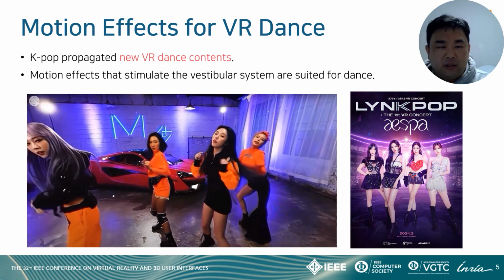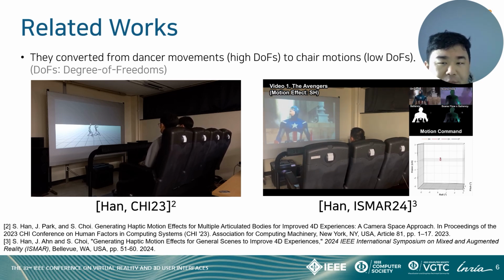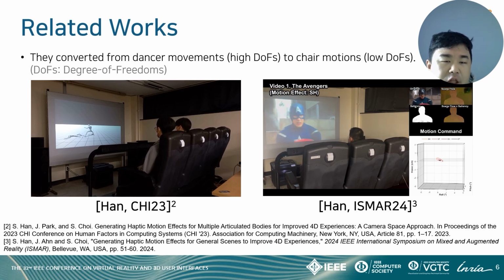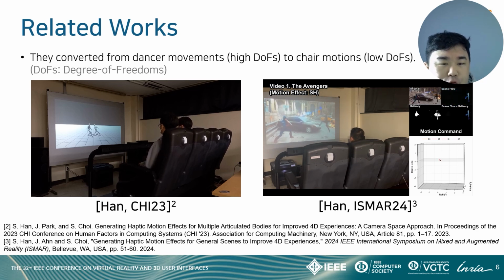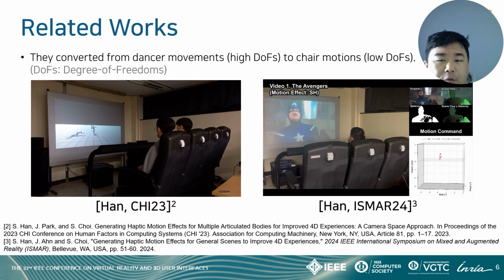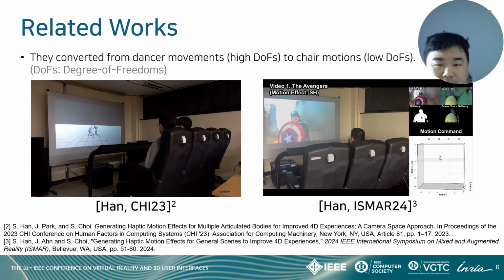Motion effects are highly suitable because they allow our vestibular system to physically experience dancers' dynamic movement. However, research on other multisensory effects is still immature. Indeed, previous studies have shown the ability to generate motion effects from human body movement. In this process, it is crucial to compress complex, high degree of freedom body movements into simpler, lower degree of freedom chair motions. This process, known as motion proxy, is a key step in creating object-based motion effects.